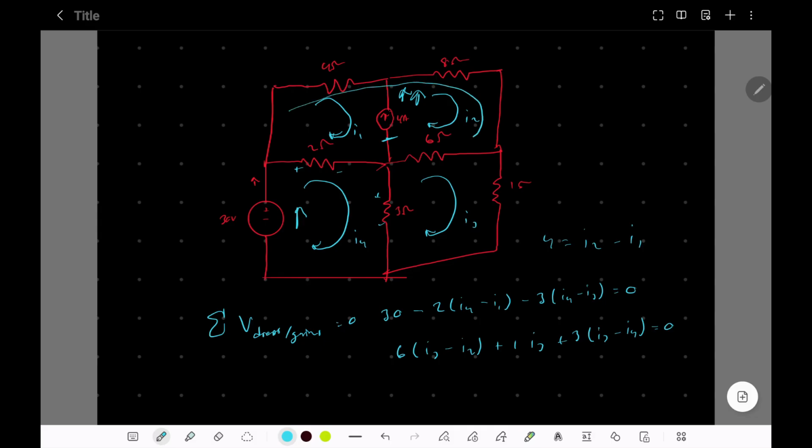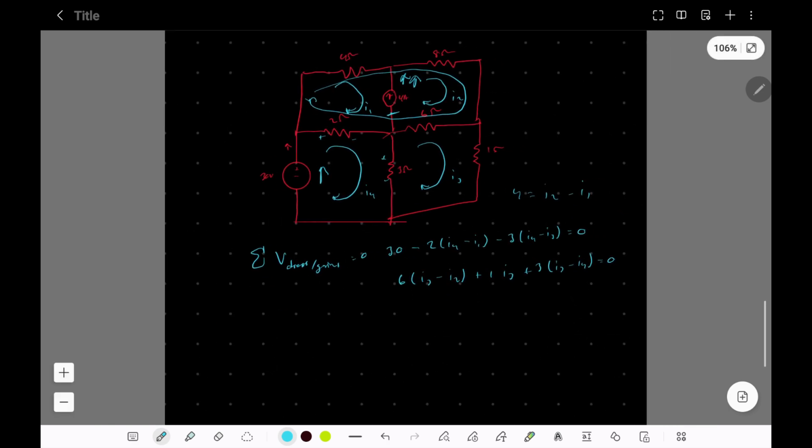But the thing is that we could also extend this and try it like that. And so now we have to do the KVL on this larger loop, and the benefit of doing it this way is that now we don't have to deal with the independent current source, and we could just do the loop as it is. So this is going to be 4 times I1 plus 8 times I2 plus 6 times I2 minus I3 plus 2 times I1 minus I4, and this is all going to be equal to 0.